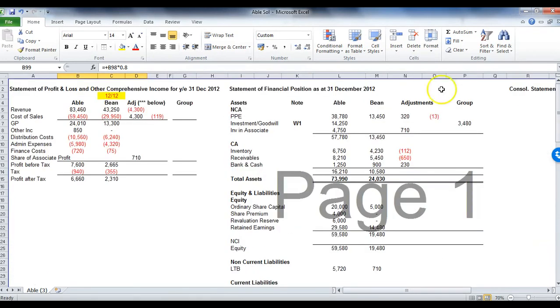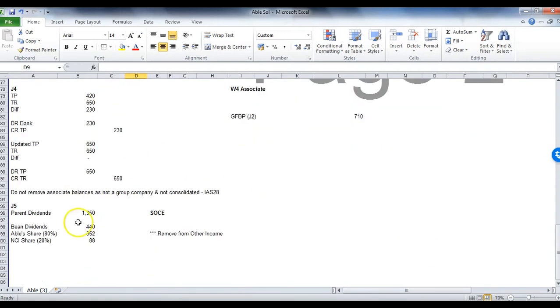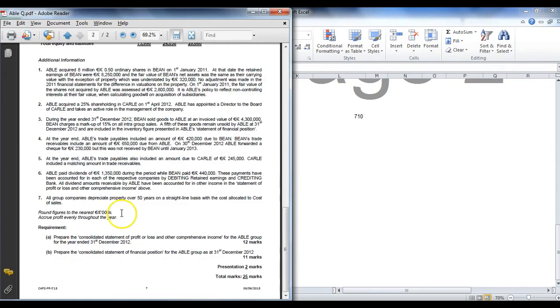So if we go up here, we need to take out 352 because that is intergroup dividends as part of Bean's dividends paid during the year. And we only remove our portion. The other NCI share, and this is important again, goes to the statement of changes in equity. In the NCI column, this will be in the retained earnings column. This will be in the NCI column showing the NCI dividend. So when dividends are paid, they're very straightforward adjustments, but just remember that you need to bring in the NCI dividend as well to show it.